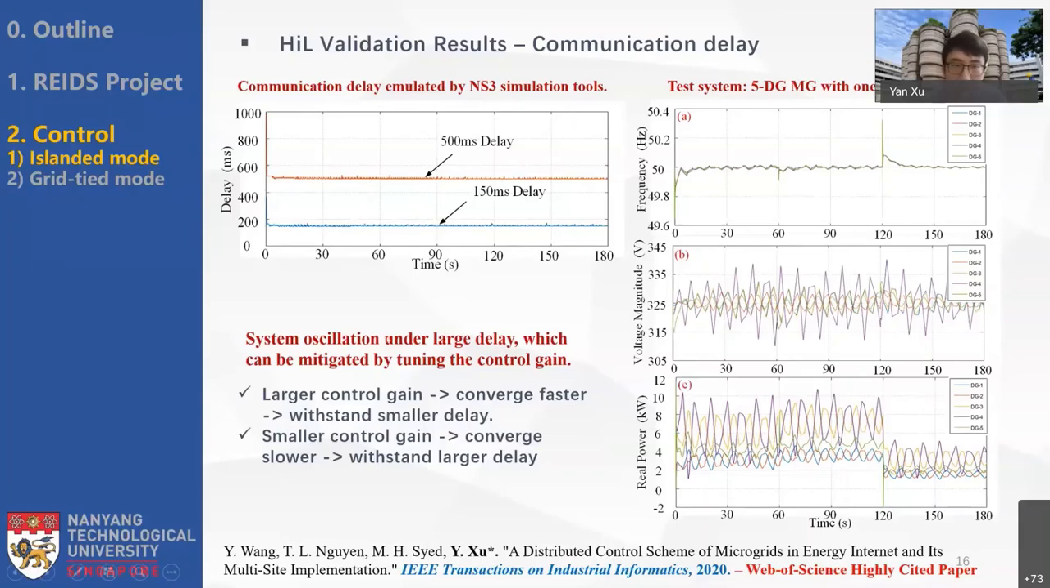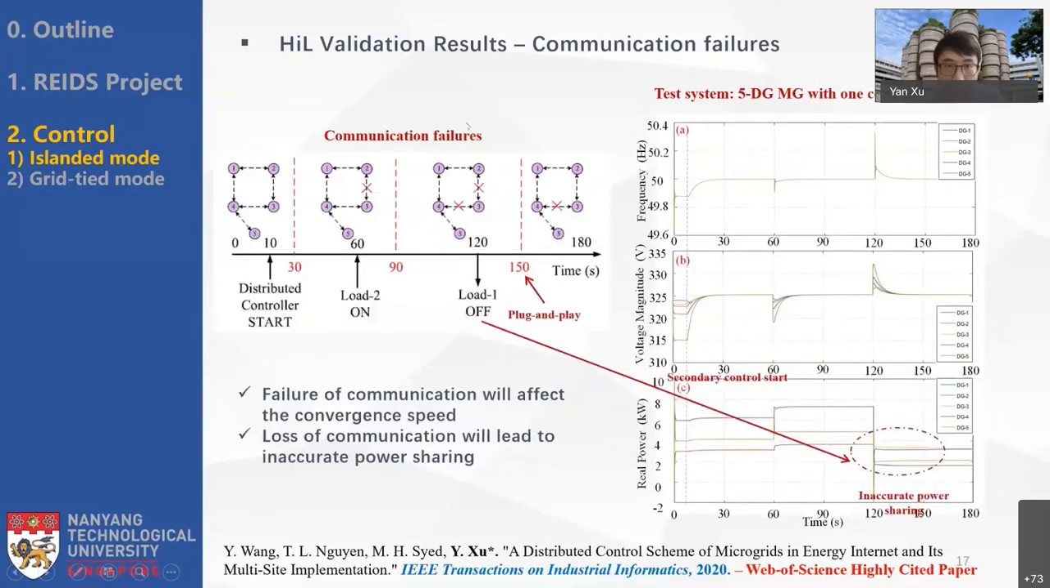Well, a simple rule to address this communication delay is to fine-tune the control gain. Basically, if we have a larger control gain, we can converge faster. However, we can only withstand a relatively small delay. In contrast, if we have a smaller control gain, the whole system can control slower, but it can withstand a larger time delay. And we also study the impact of the communication failures on the whole distributed control system.